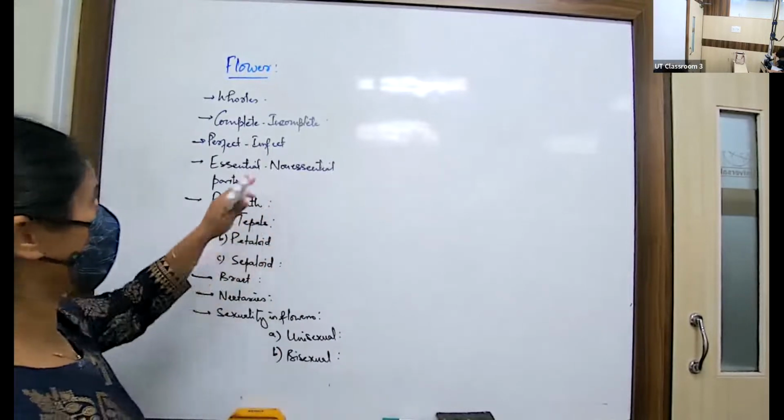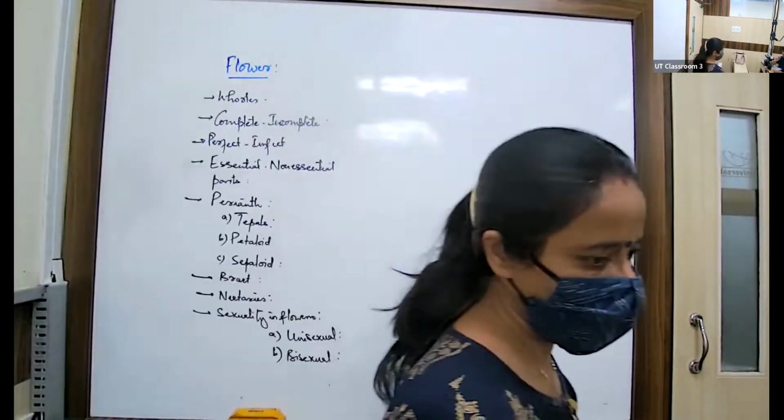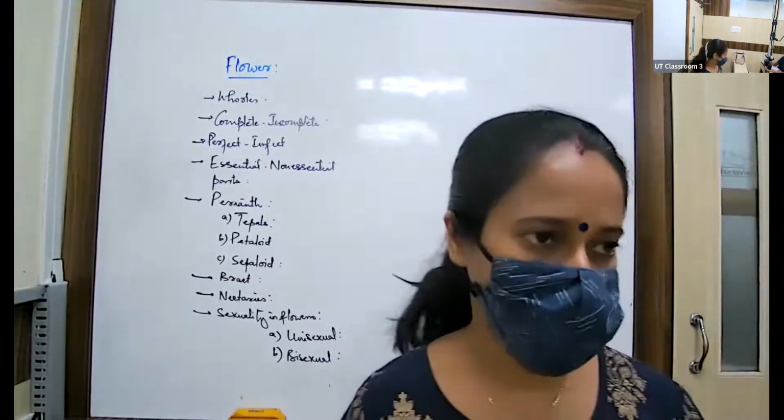Now let us start with this chapter again. We have already drawn the diagram of the plant.